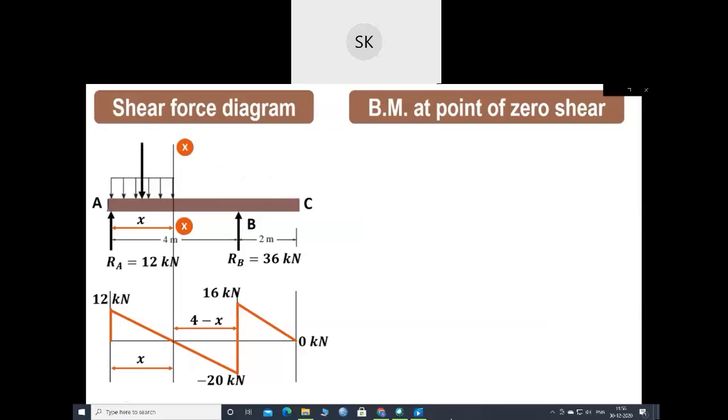So 8 into x, that will be the UDL which we will be converting into the point load. So 8 is the UDL multiplied by distance x, and it will be acting at the center of that particular x distance, that is x by 2. So these are the loads which are acting on the left hand side of this particular section XX.